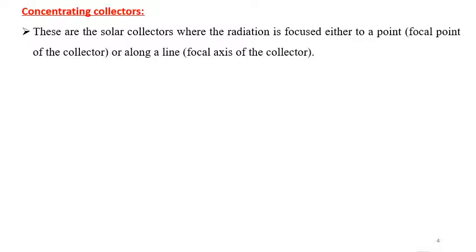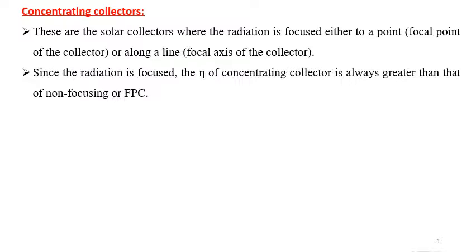In concentrating collectors, as we know, the radiation is focused either to a point, which is called the focal point, or along a line, which is called the focal axis of the collector. Since the radiation is focused, the efficiency of a concentrating collector is always greater than that of a non-focusing collector or FPC, because the temperature is higher, so you can trap more solar radiation.